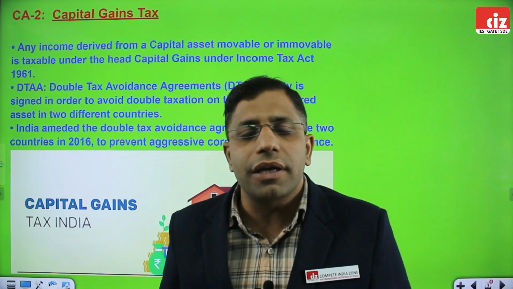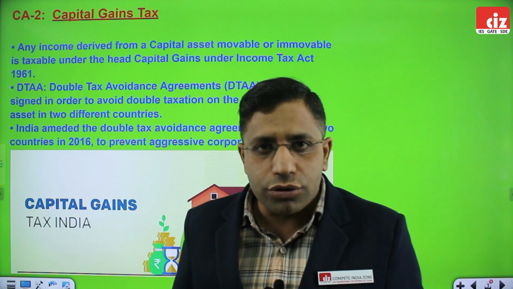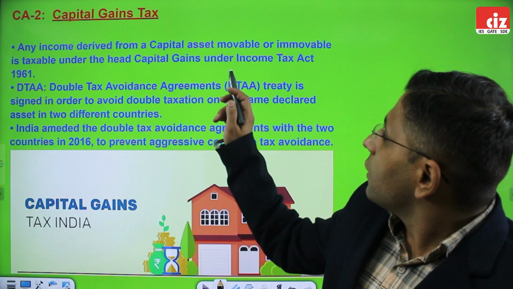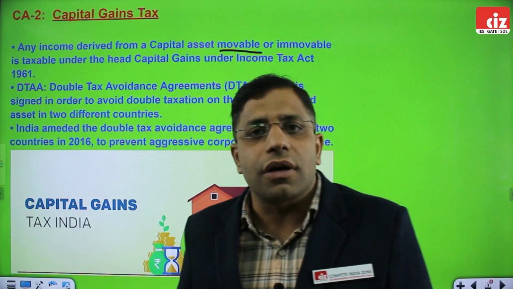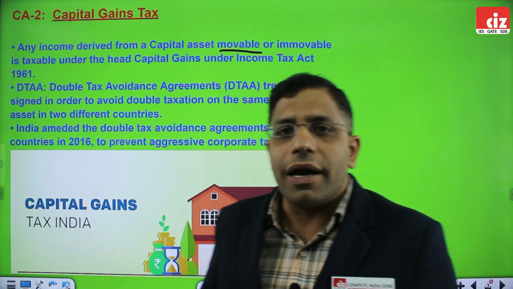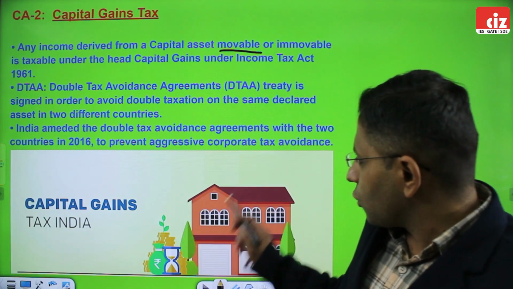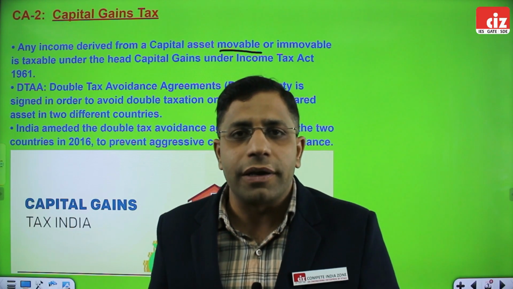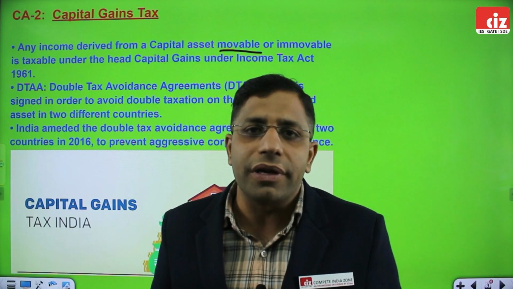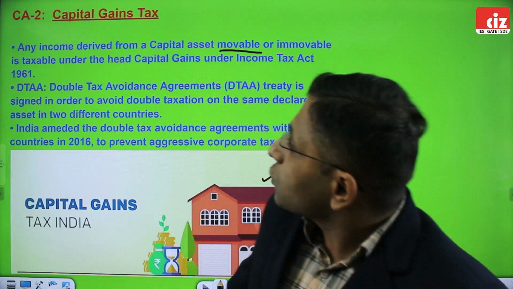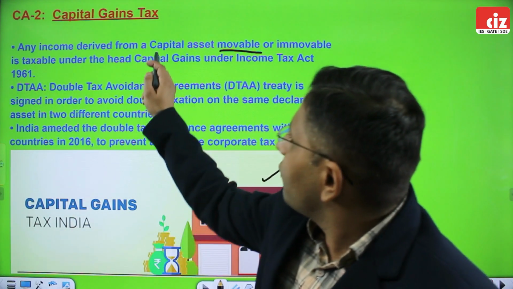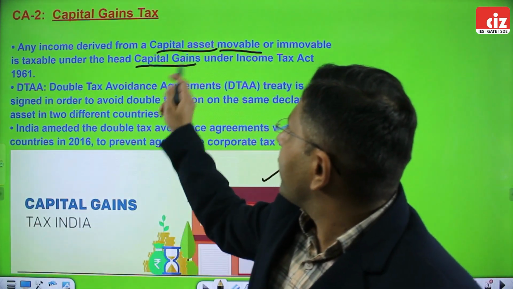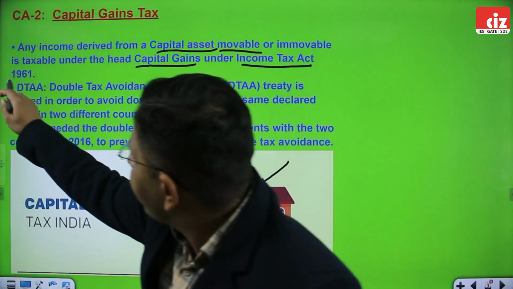Here there are certain assets in economy which include houses. There are two types of assets, movable and immovable. In case of movable, there are vehicles such as cars and lorries, and in case of immovable assets, there are properties only. So whenever a person sells these kinds of assets, he gets some money. The tax that is imposed on that money is called the capital gains tax. So overall, any income derived from capital assets, movable or immovable, is taxable under the head capital gains under the Income Tax Act of 1961.